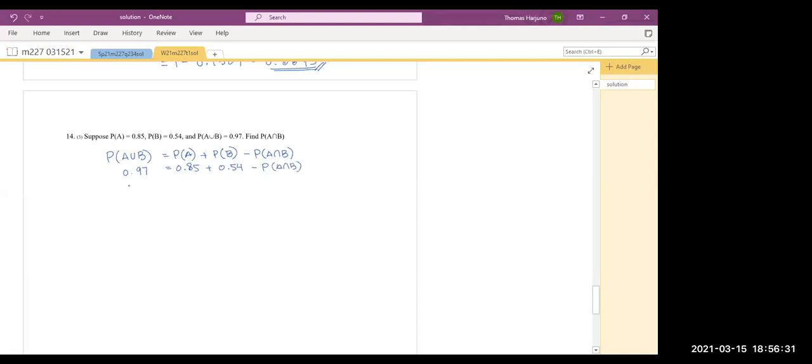Compute the 1.39 minus probability of D intersection. So probability of D intersection will be 1.39 minus 0.97. I get 0.42.